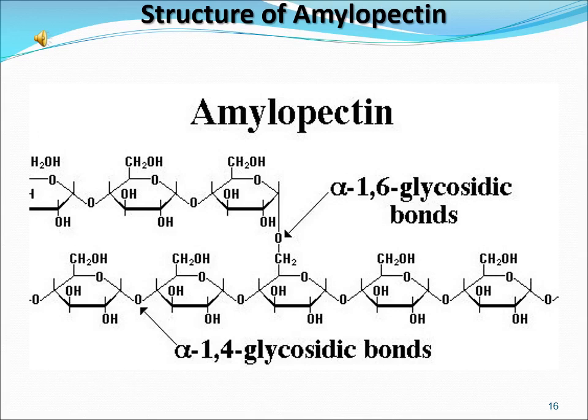Here we see the structure of amylopectin. The linear bond, the alpha 1,4 glycosidic bond, is present between C1 of one glucose unit and C4 of the other glucose unit. The branched bond is also available, which is known as the alpha 1,6 glycosidic bond.